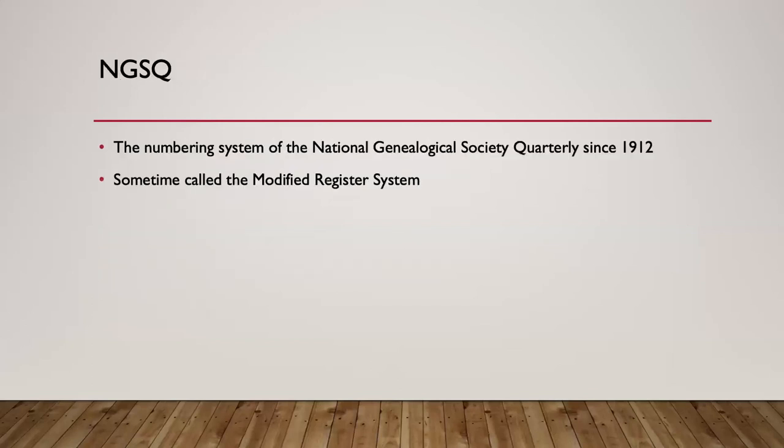So let's talk about NGSQ. Now that's the numbering system of the National Genealogical Society Quarterly, which has been in print since 1912. It's sometimes called the modified register system, but I don't personally agree with that, and I don't care what anybody says. It's the NGSQ system.